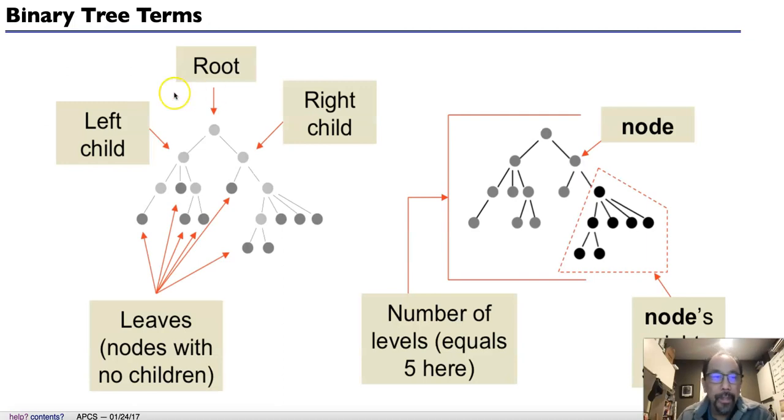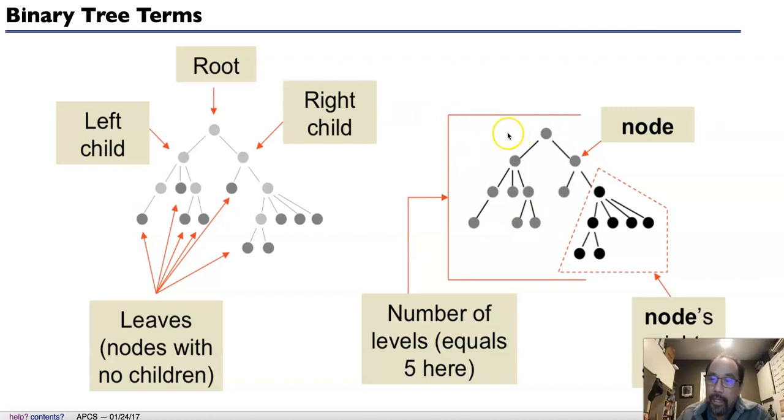First, some terminology. When we talk about a tree, we talk about the root node at the top. We talk about a left child and a right child, and this is in the context of a binary tree. We have the leaves at the very bottom of our tree. These are basically nodes that do not have any children.